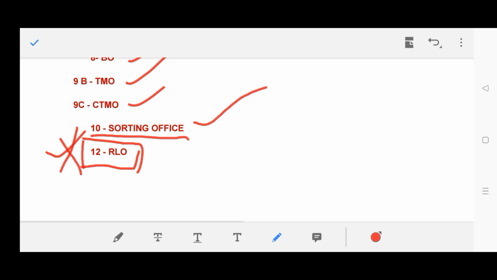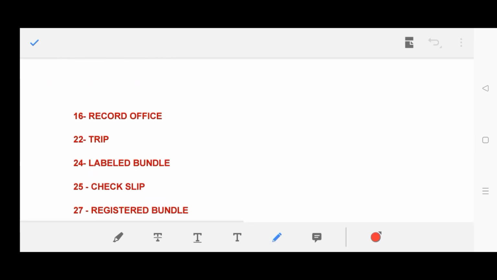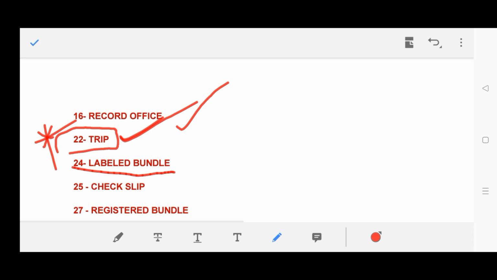Rule 12 is about the return letter office. Which rule of Postal Manual Volume 5 discusses the return letter office? That is rule number 12. Next, Rule 16 is about the record office. Rule 22: which rule number in the Postal Manual Volume 5 denotes the word trip? That is rule number 22, very important. Next, 24 labeled bundles.